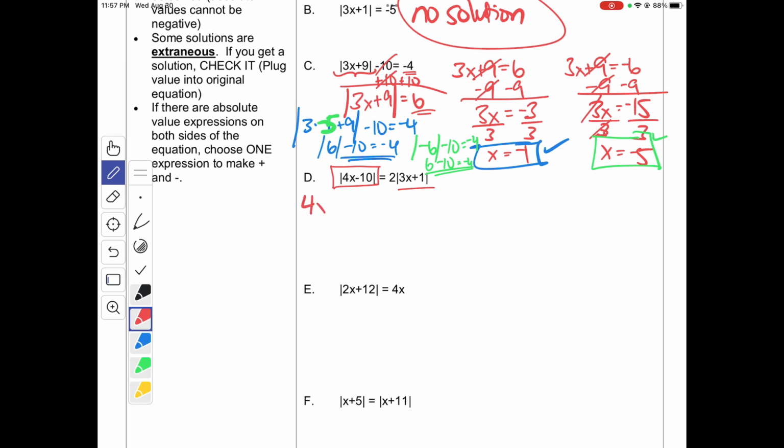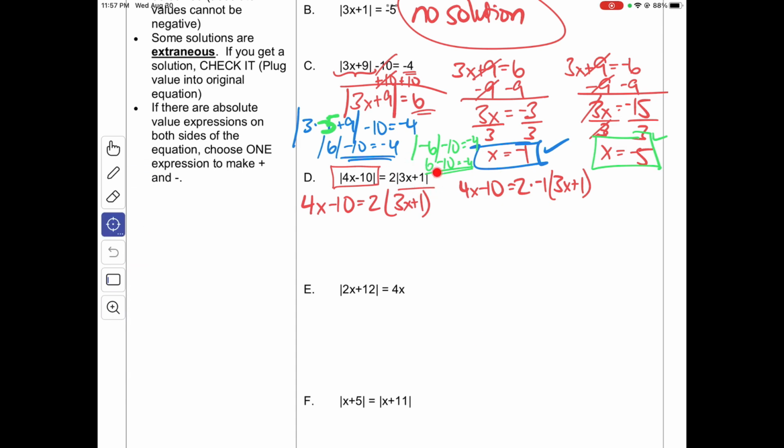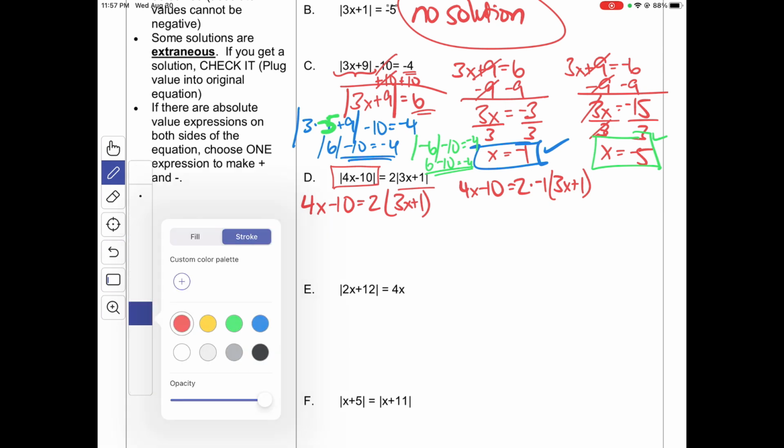We're going to set this up and we're going to say 4x - 10 = 2(3x + 1), or that's the positive version of the equation. Or we're going to do 4x - 10 = 2(-(3x + 1)). So that expression here that's in absolute value on the right side of the equation, that expression can either be positive or negative. So let's go ahead and solve the equation.